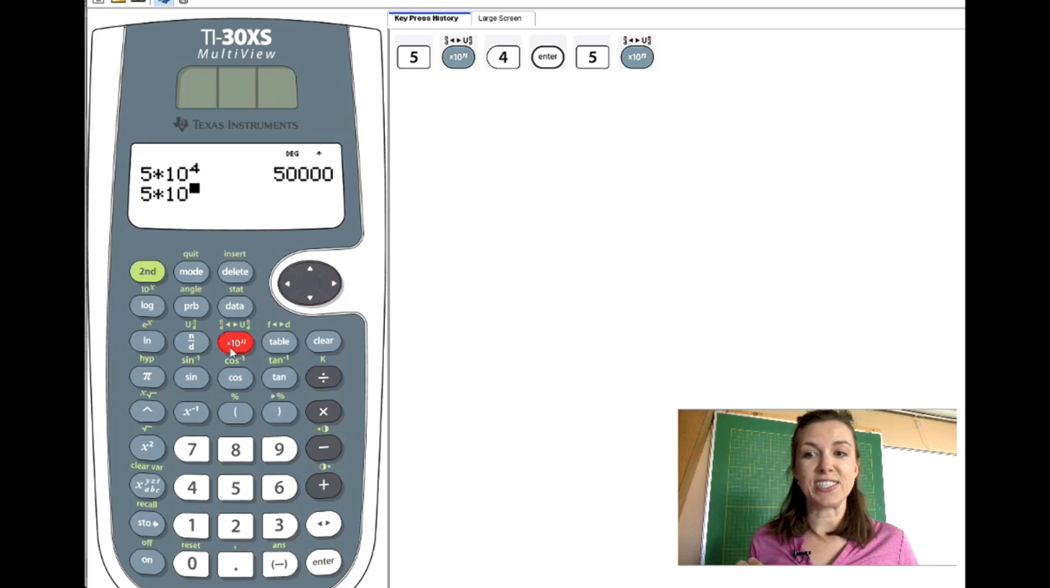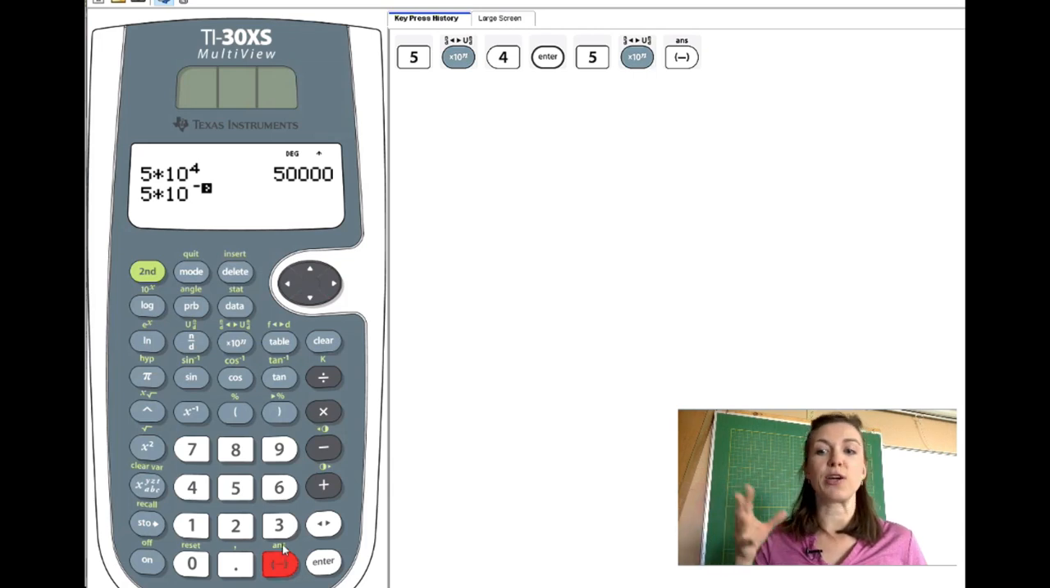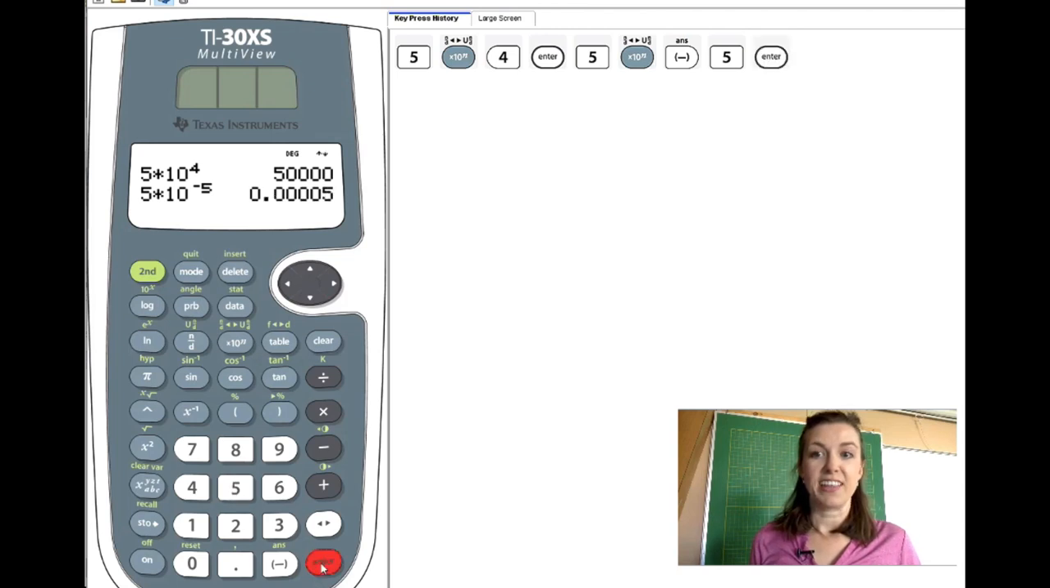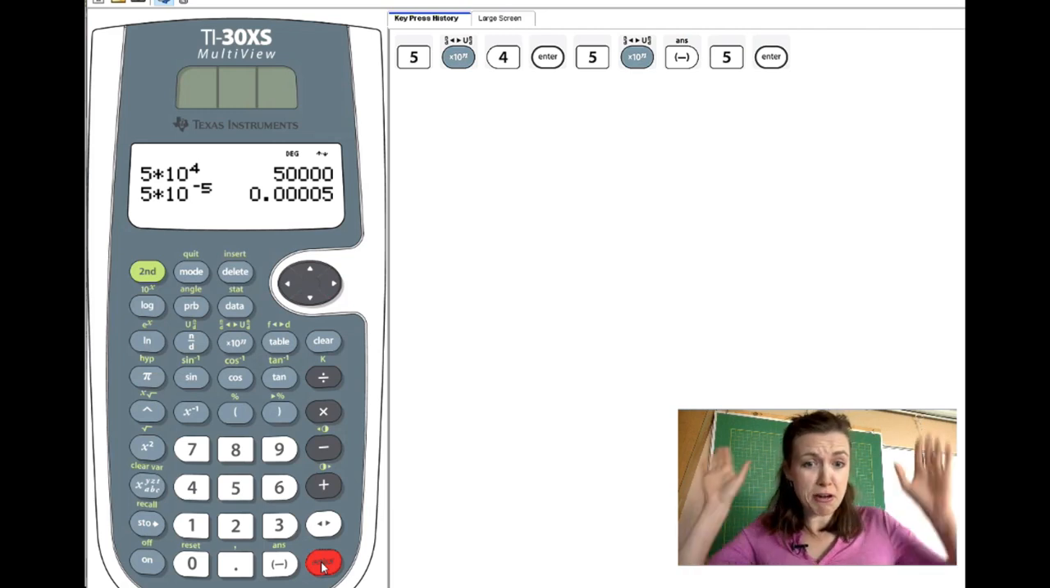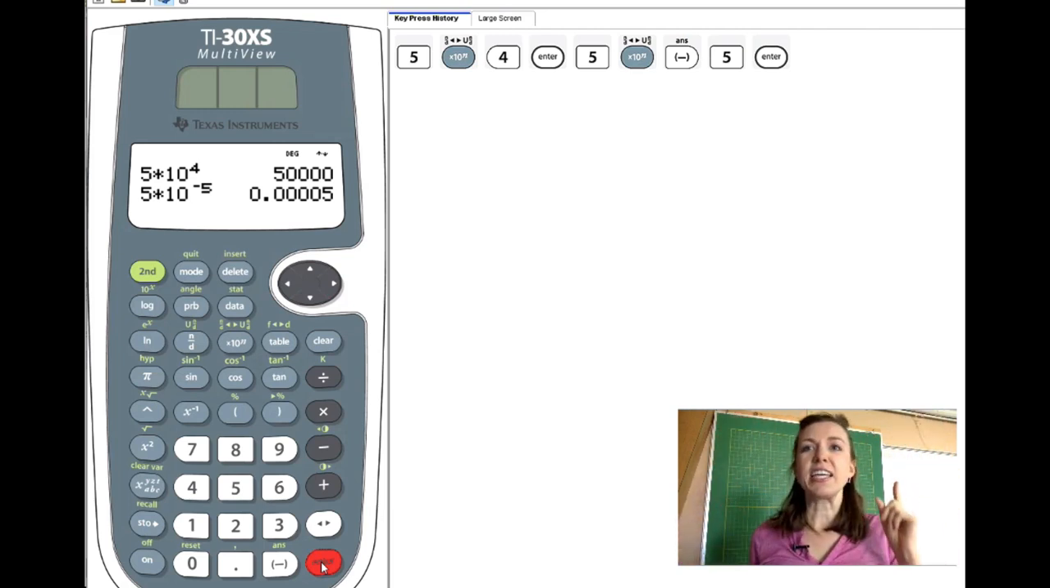Okay, let's try it again, but this time let's go 5 times 10 to the, this time let's say negative. Before we were going really big, now we're going to go really small, negative 5. Look at that. And so really, scientific notation is all about just moving the decimal point over. But the calculator does it for us. Woohoo, calculator.